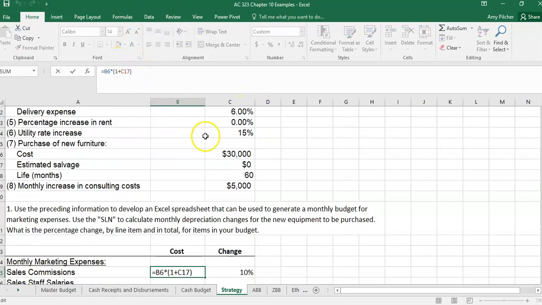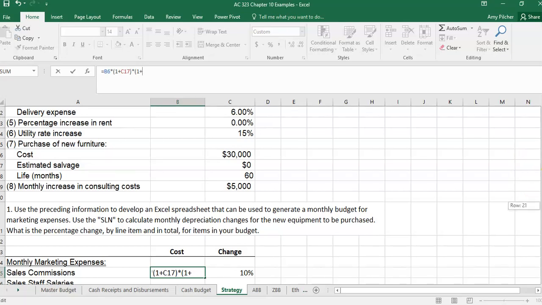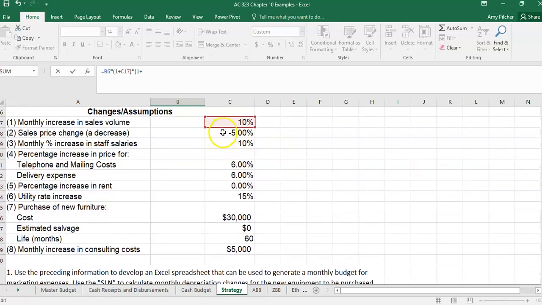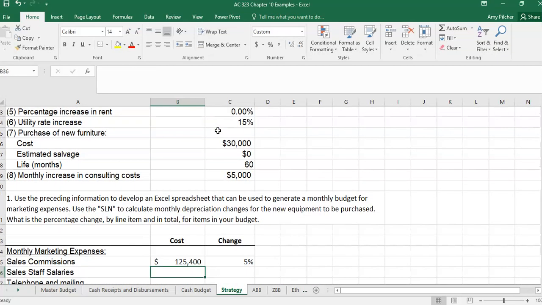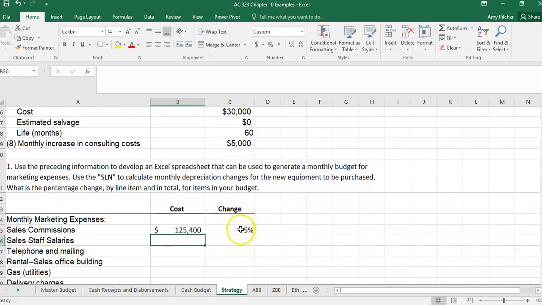So with our sales commissions, we also need to factor in that our sales prices are going down. So times 1 plus our 5% change in sales. So we do that for a whole amount.